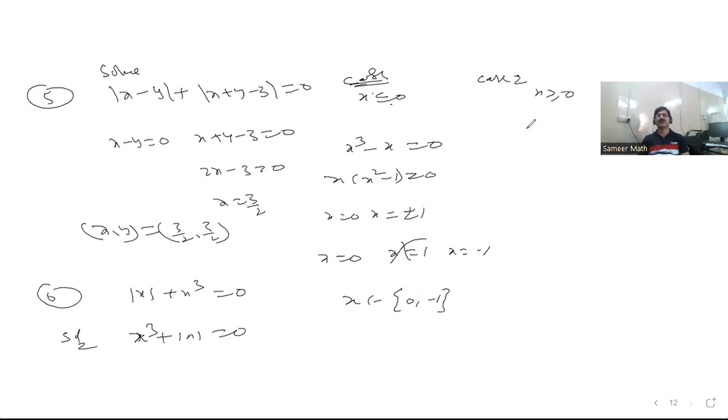X is greater than or equal to 0, then x cube plus x is equal to 0. You take x common, x square plus 1. Only x is equal to 0 you will get. Only x is equal to 0. But x is less than or equal to 0, you cannot take 1. Only this is the answer. Okay, sir? So 0 and minus 1 is the answer. Please remember. Right, sir? Yes, sir.